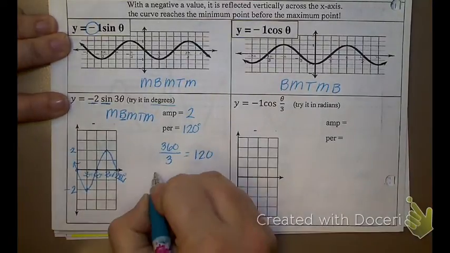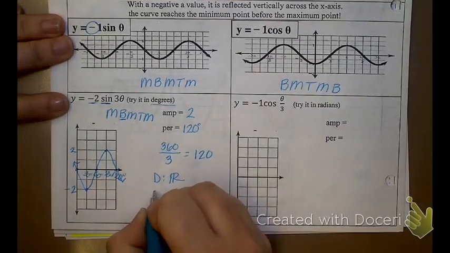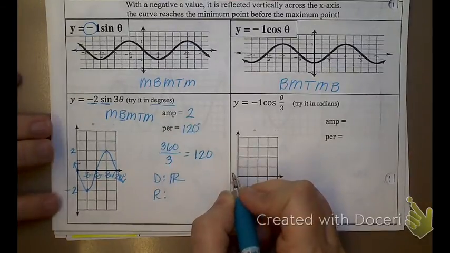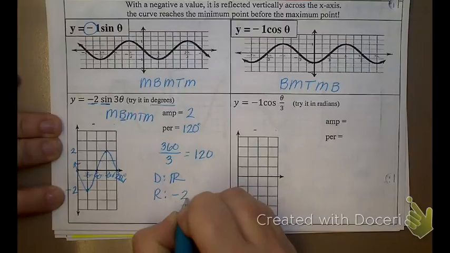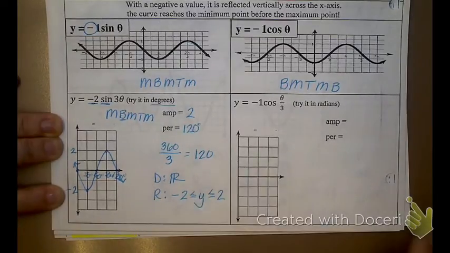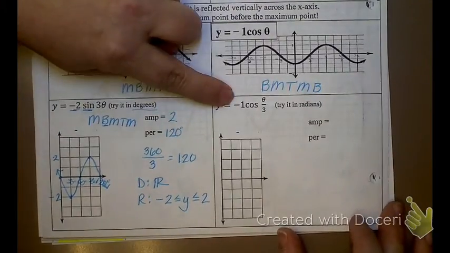If we wanted to talk about domain and range, our domain here is all real numbers. It's always all real numbers for these types of graphs. And our range, we're bouncing back and forth between -2 and 2, so I would say -2 is less than or equal to y, which is less than or equal to +2. All right, trying the next one. Again, we have a flip.